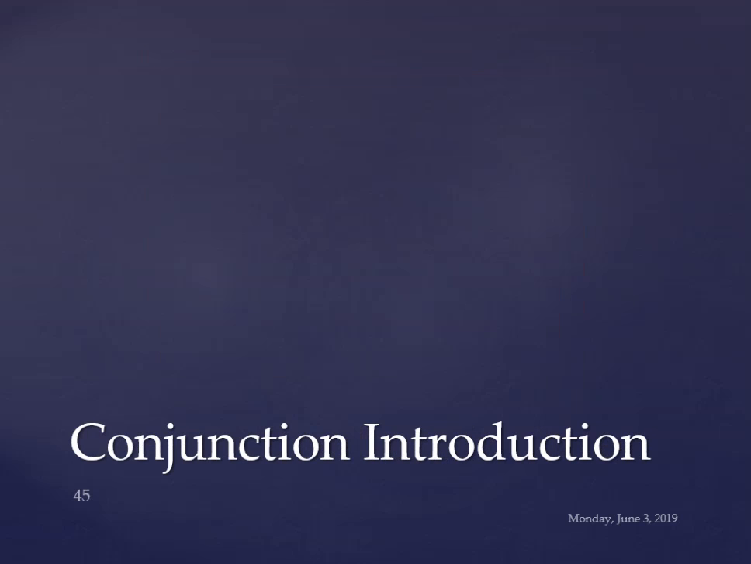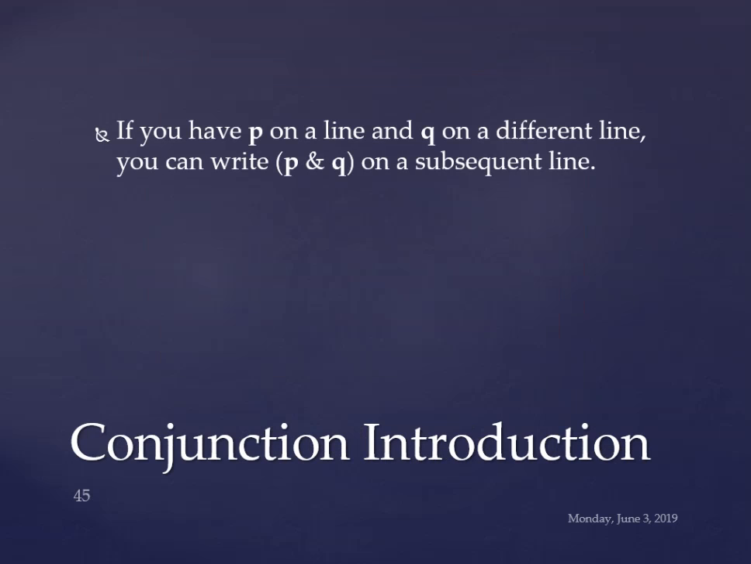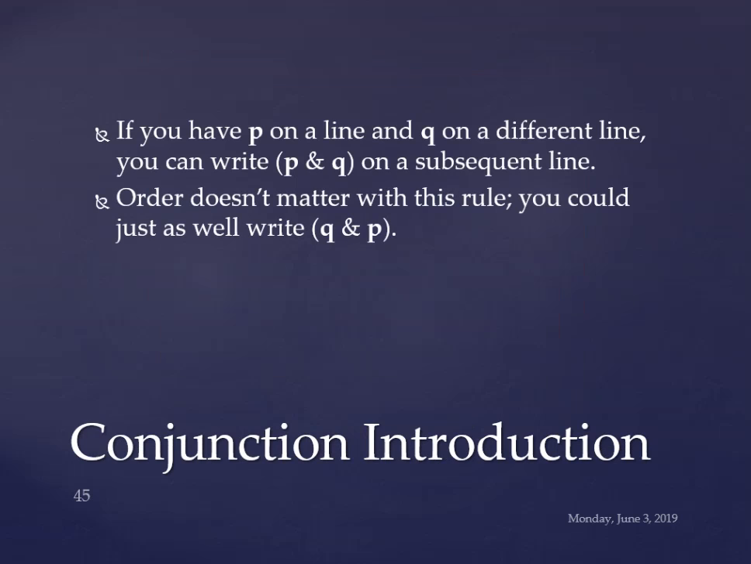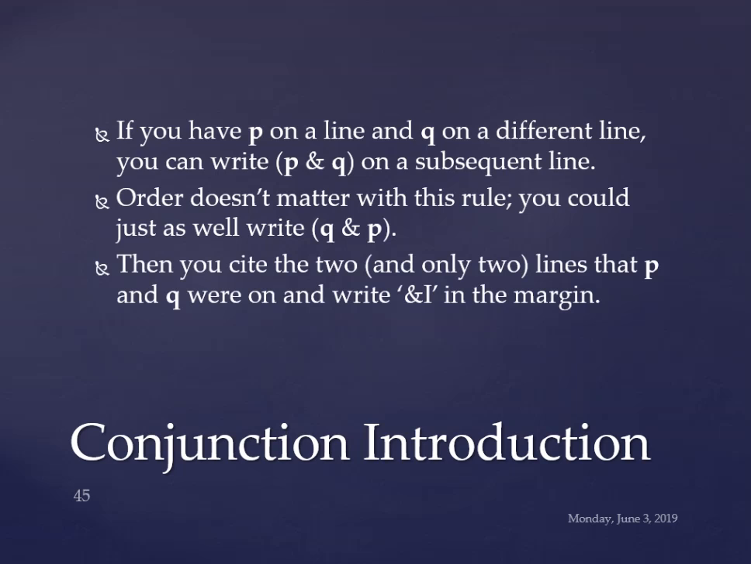So let's look at conjunction introduction. Conjunction introduction works like this. If you have P on a line and Q on a different line, then you can take P and Q and stick them together and write P and Q on a subsequent line. Or, here's the other thing you have to understand: order doesn't matter with the rule. You could just as well write Q and P. The rule will apply. Then you cite the 2 and only 2 lines that P and Q are on and write &I in the margin. So you need to cite 2 different things. There's 2 different components to a conjunction, they're going to be on different lines, and you'll have to cite those 2 lines.